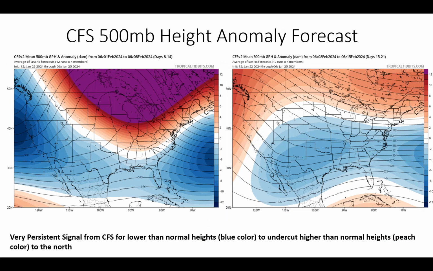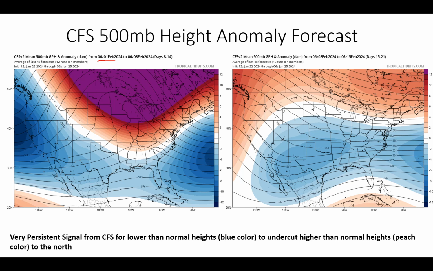If we look at the longer range climate models, I'm going to show you one more to close this video, but this is the climate forecast system, the 500 millibar height anomaly forecast. And this has been very persistent, the signal from CFS. It's showing, so the image here on the left, the blue is generally showing lower than normal heights associated with more storminess, and this purple color or the peach and salmon colors represent above normal heights, okay?